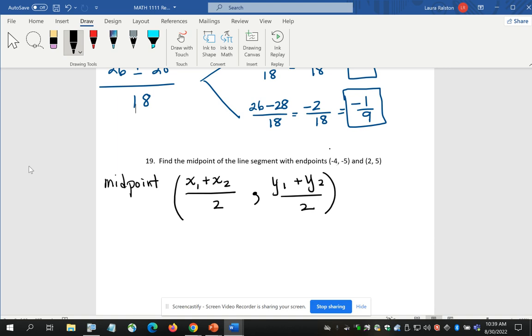So my first ordered pair would be my x1, y1. My second ordered pair would be my x2, y2. So I have x1 is -4 plus 2 divided by 2. For y, I have -5 plus 5 over 2. And then we're going to simplify.